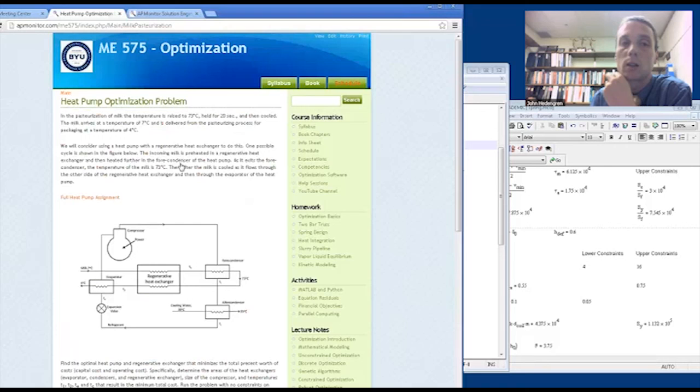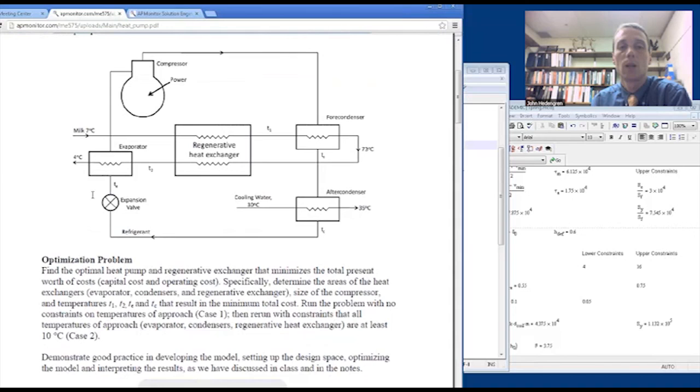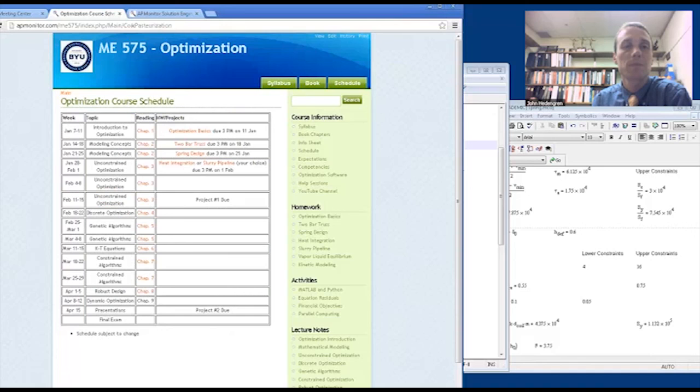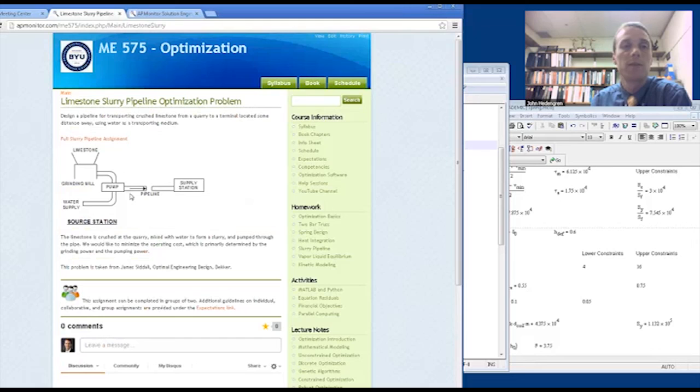So, pasteurization of milk and heat integration. Some of the chemical engineers or mechanical engineers might have a little bit easier time with this one. The slurry pipeline is also a very good one. If you don't have as much experience in refrigeration cycles or heat pumps, this one might be a better application.